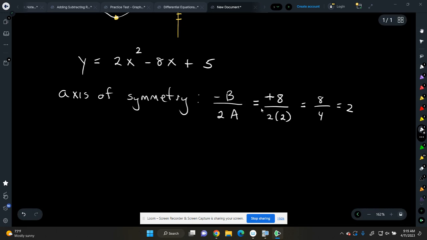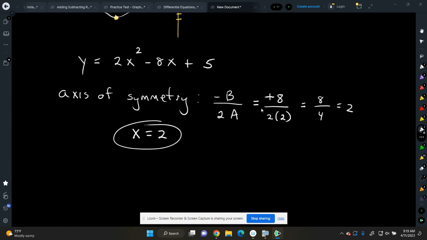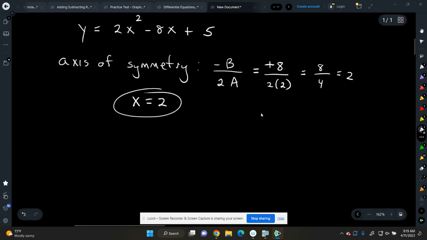So what's the axis of symmetry? X equals 2. Don't leave it like this. It has to be x equals. Okay? It has to be x equals. So there's my axis of symmetry. Put it in. Okay, let's do the vertex. I'll put the 2 in. Put the 2 in. Good.